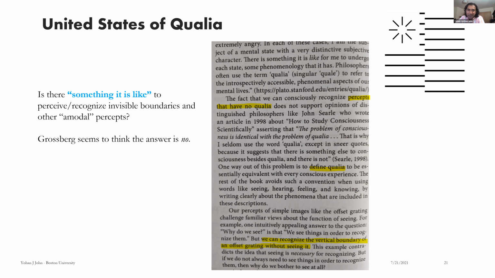He does kind of anticipate my criticism. So one way out of this problem is to define qualia to be essentially equivalent with every conscious experience, which is maybe what I was doing. The rest of the book avoids such a convention when using words like seeing, hearing, feeling, and knowing, by writing clearly about the phenomena that are included, which is fair. So this relates to his key questions. Why do we see? We see in order to recognize, fair enough. And we can recognize things such as that offset grating without seeing them. Everything has to have scare quotes now.